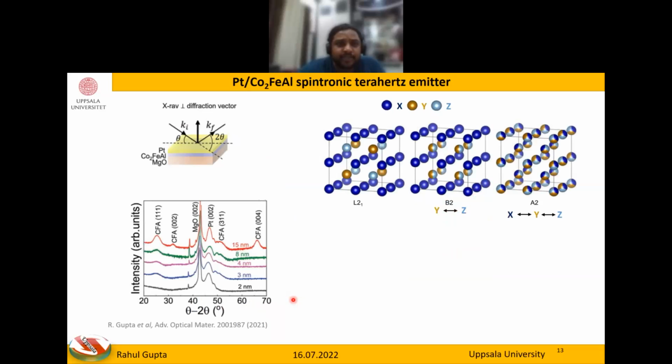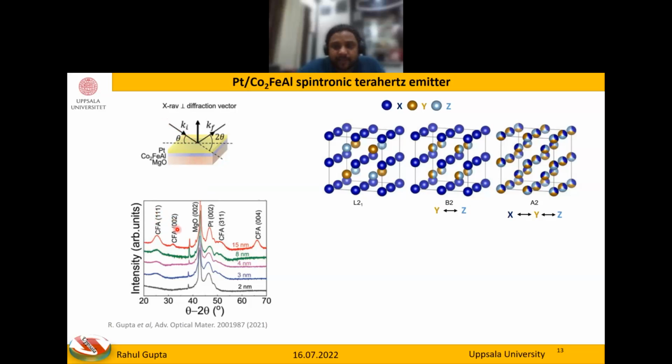Then we measured X-ray diffraction in order to confirm the quality of our CFA structure, in the perpendicular diffraction vector geometry. And what we found is the CFA 111 and 002 peak, which corresponds to the L21 and B2 mixed phase. And how do we know that?